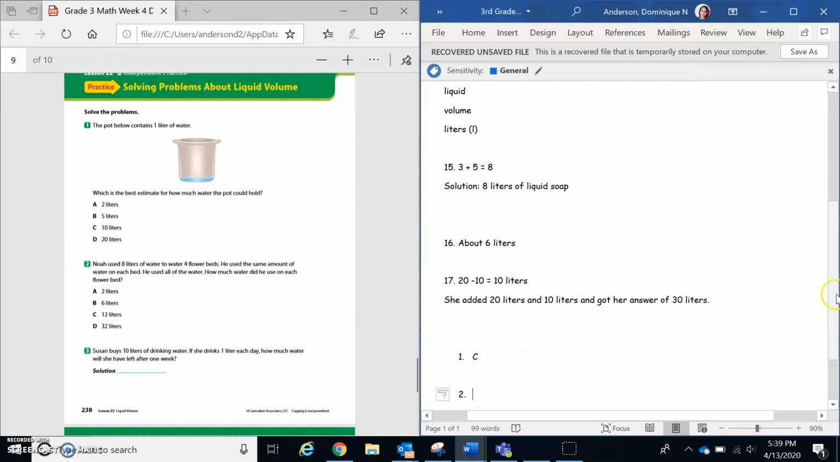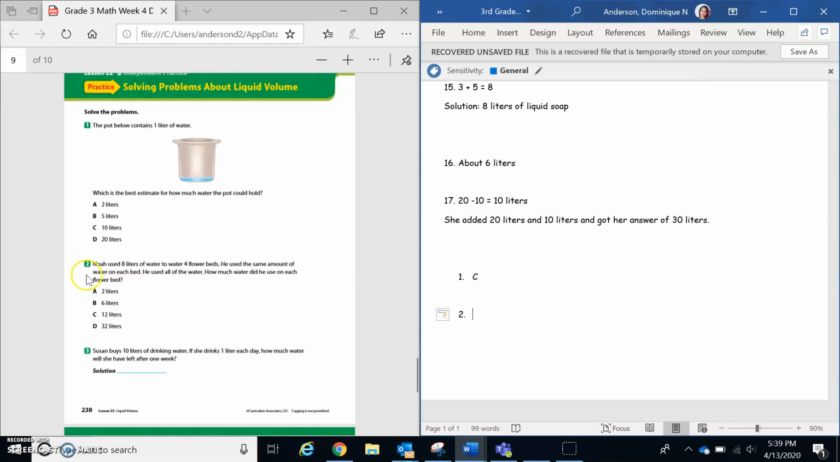Number two. It says Noah used 8 liters of water for flower beds. He used the same amount of water on each bed. He used all of the water. How much water did he use on each flower bed? So if we look at this, he's got 8 liters of water to water 4 flower beds.